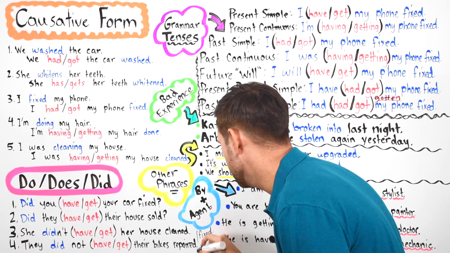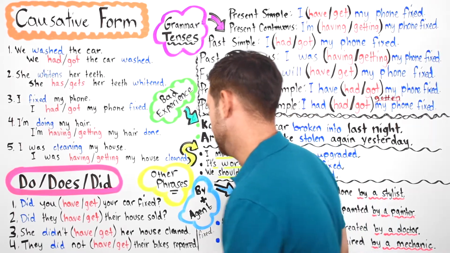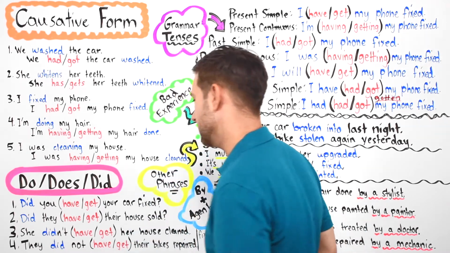Okay, you could say repaired or fixed. They did not have their bikes repaired. They did not have their bikes fixed. They did not get their bikes repaired. They did not get their bikes fixed.